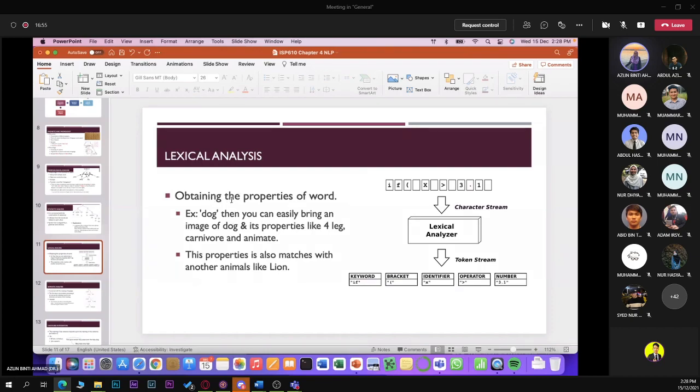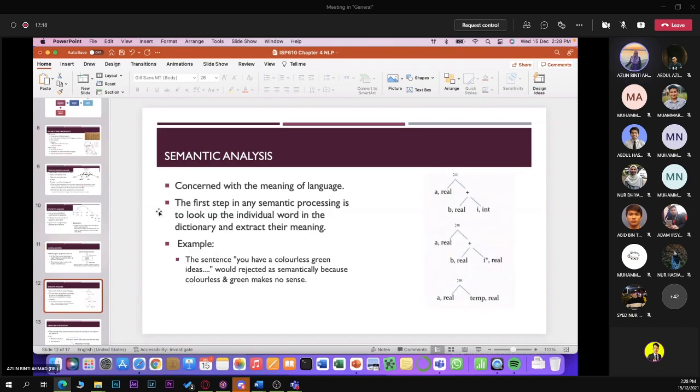So, this is obtaining the properties of word, and then you can see macam contoh kat sini, if x is more than 3.1, so you need to divide it into the character stream and then do the token stream. Okay. And then next is semantic analysis.